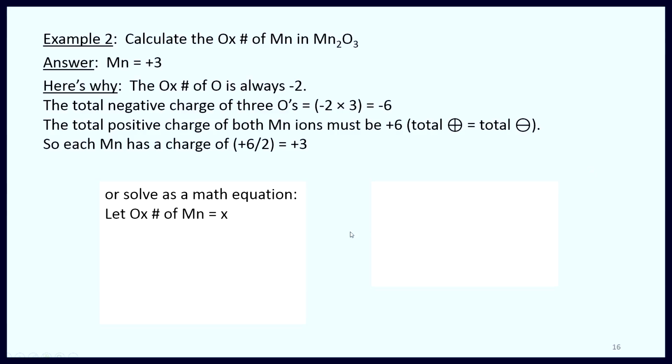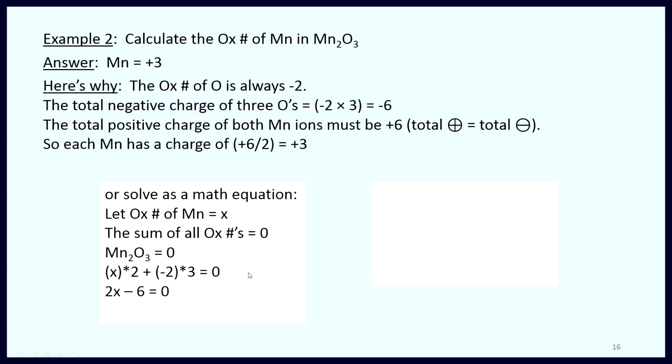We're going to let the oxidation number of manganese be X in Mn2O3. We're going to say the sum of all the oxidation numbers is 0 because there is no charge shown in the formula. So X times 2 plus -2 for each oxygen times 3 equals 0. And solving for X, we get that X is equal to 6 divided by 2, or +3. So manganese has a charge of +3.